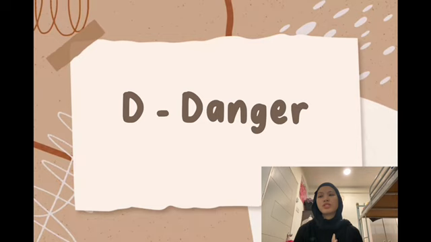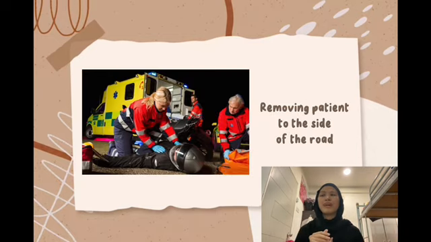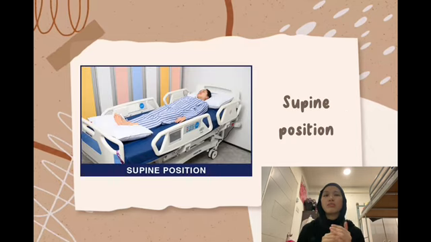The first one, danger, means removing a patient from a dangerous position. For example, when an accident happens in the middle of the road, the patient should first be removed from the danger by moving the patient to the side of the road. And if a patient in the hospital is suddenly going into cardiac arrest and is not in a supine position, which is a flat position, the hospital bed should be lowered until the patient is lying flat.